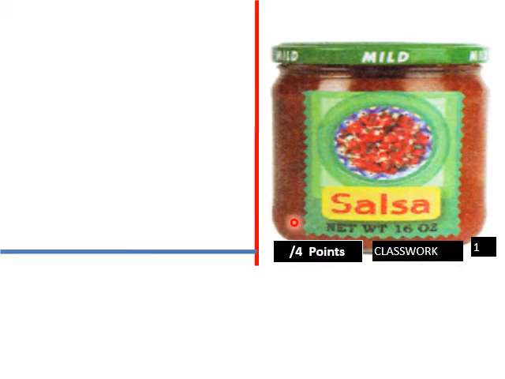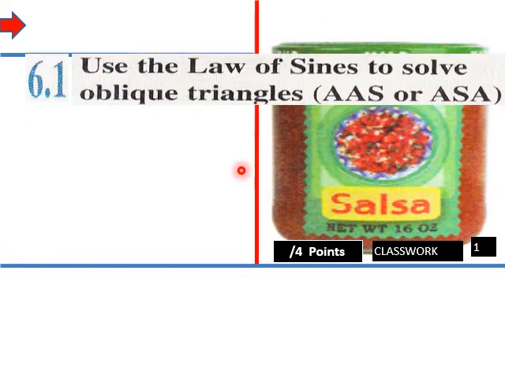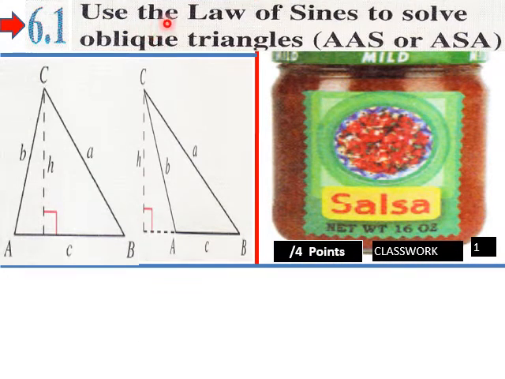And let's go into our first example here, a review of section 6.1. Use the law of sines to solve oblique triangles, AAS or ASA. So here are our oblique triangles. A is acute here, and over here A would be an obtuse angle. So we have a situation with an acute triangle, then an obtuse triangle here.